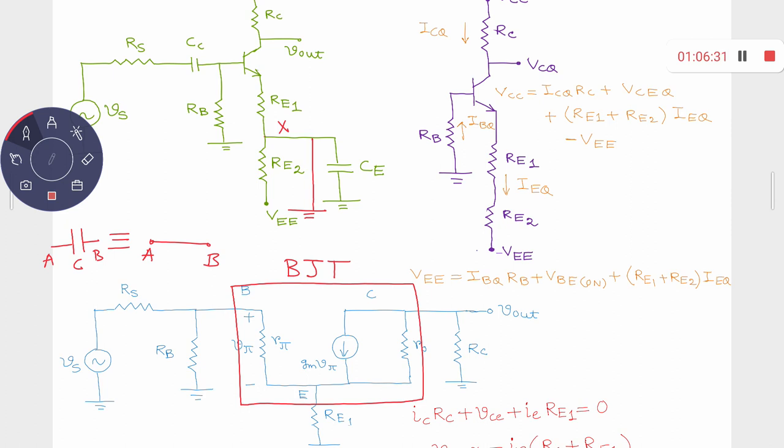Whenever we draw the small signal model, since this is already grounded and from here it is shorted, this is now your new ground terminal for AC analysis. So from emitter to ground, we have only one resistor, which is equal to RE1.